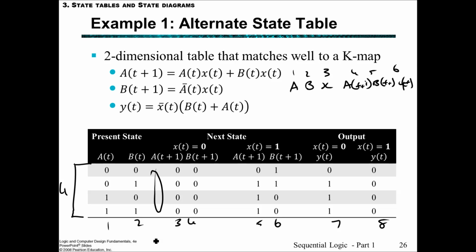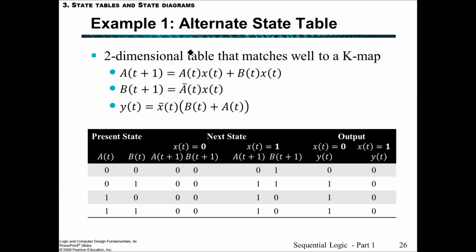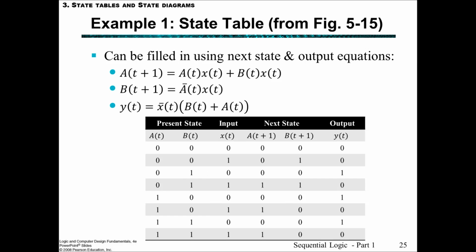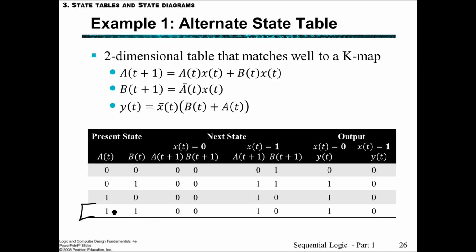So this would have been all zeros for x, and then there would have been all ones for x. This alternate state table is the way that we're going to be representing it because it matches well with our understanding of the K-map. These equations are exactly the same as the previous slide. And I'll just select this one here, where we've got a and b both being 1.